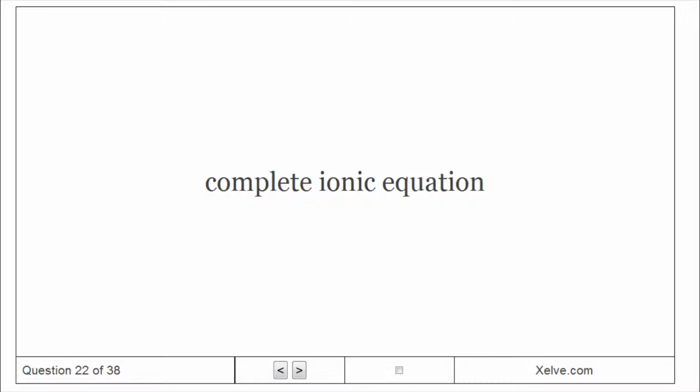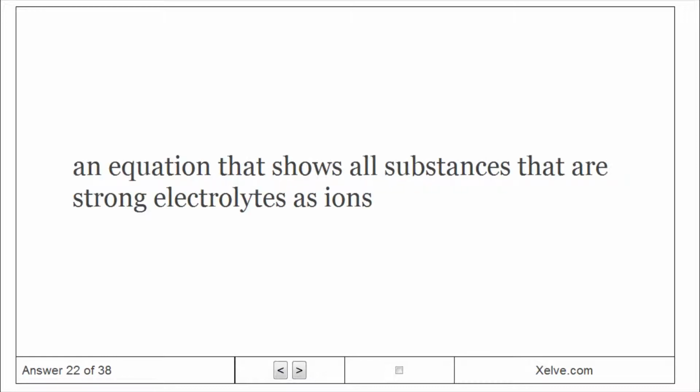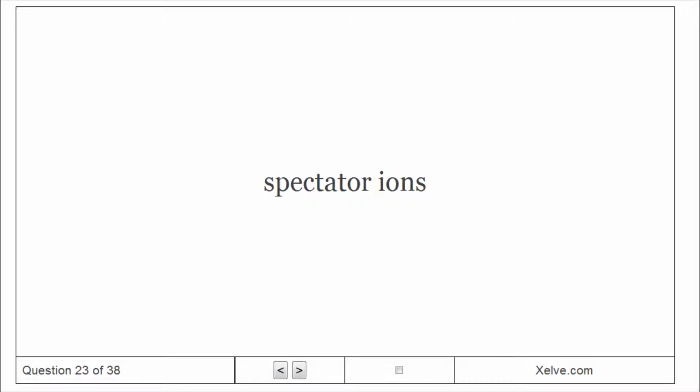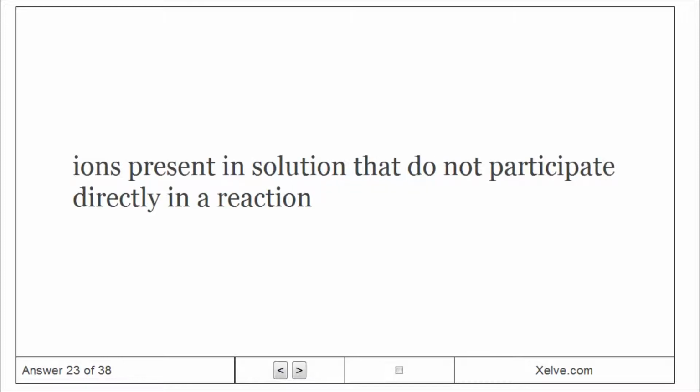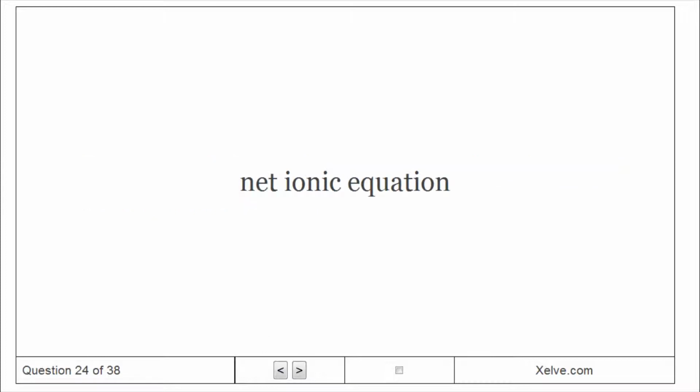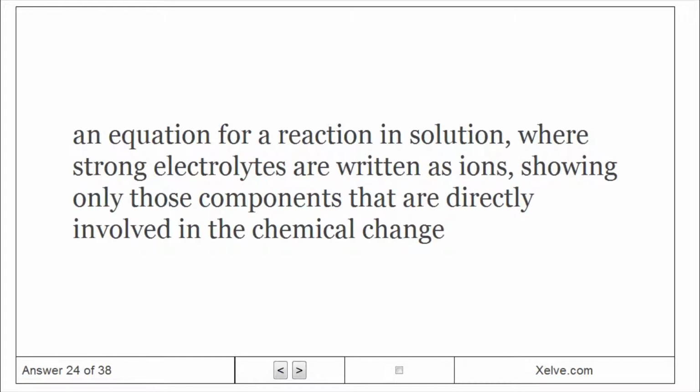Complete ionic equation. An equation that shows all substances that are strong electrolytes as ions. Spectator ions. Ions present in solution that do not participate directly in a reaction. Net ionic equation. An equation for a reaction in solution, where strong electrolytes are written as ions, showing only those components that are directly involved in the chemical change.